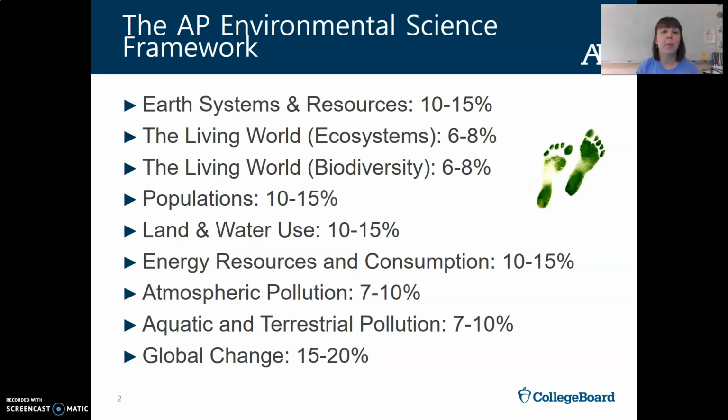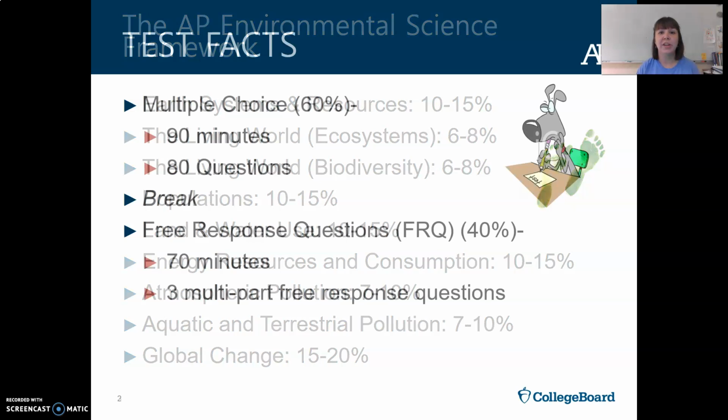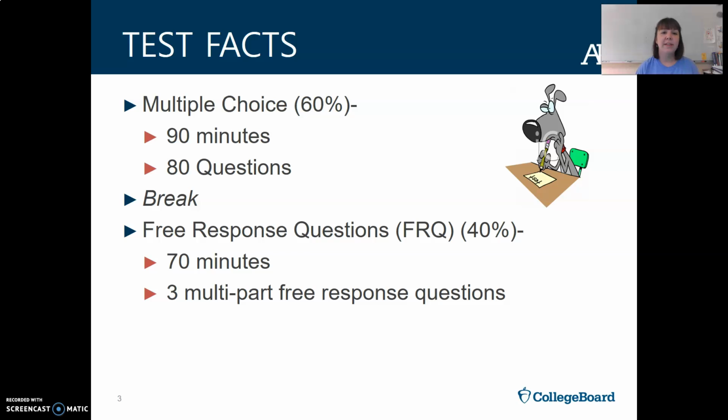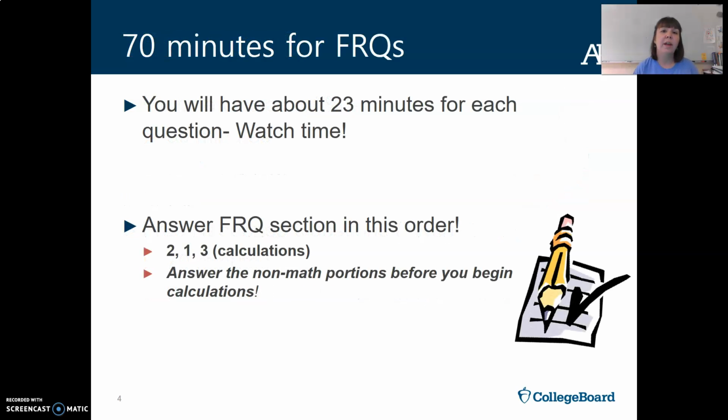You notice it's very heavily weighted to how we use land and water, how pollution affects our planet, and how our globe is changing. On the test, 60% of your test is multiple choice. There are 80 questions, and you'll have 90 minutes to do that. The second portion of it is free response questions. That's about 40%. 70 minutes is what you'll have for that for 3 of those multi-part free response questions. So that adds up to about 23 minutes for each question.